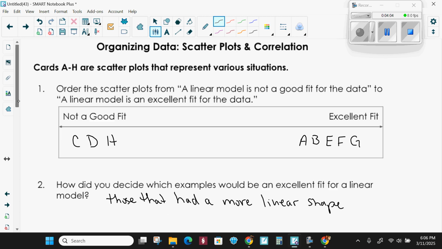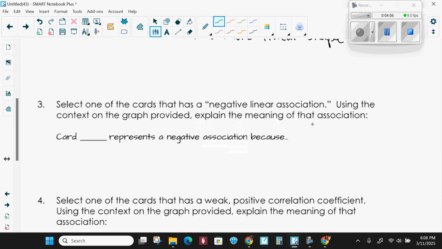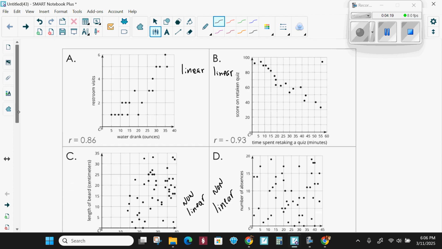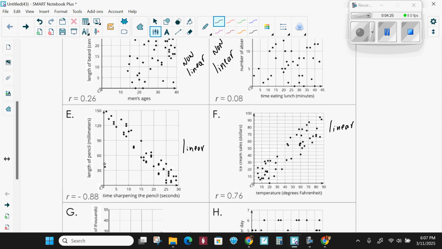Okay, so select one of the cards that has a negative linear association. Using the context on the graph provided, explain the meaning of its situation. Okay, so let's go back over here. So the two negatives are B and E. So here in B, or we could do E over here. Now this is time sharpening the pencil to the length of the pencil. Okay, so let's use E. That's a good one.